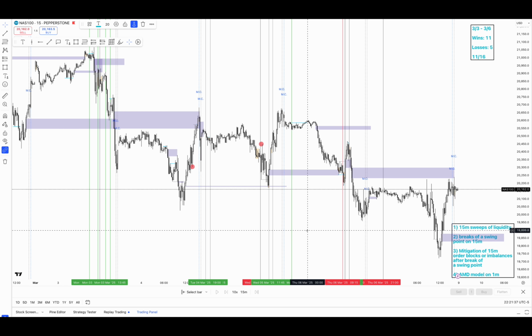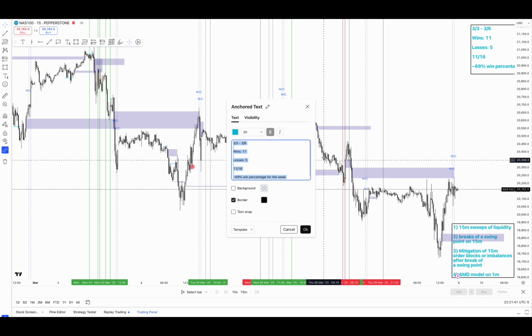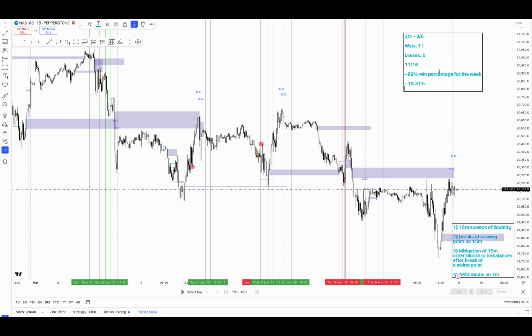And I guess my average risk to reward is around 2.21. So let's just say we were risking 1% per trade. That would be 2.21 times 11, and we'll just subtract those 5 losses. So that's about 19% for the week, if you're risking 1%. Of course you could risk more or a little less, but that's just based on averages, not leaving any runners, just assuming bare minimum profit.